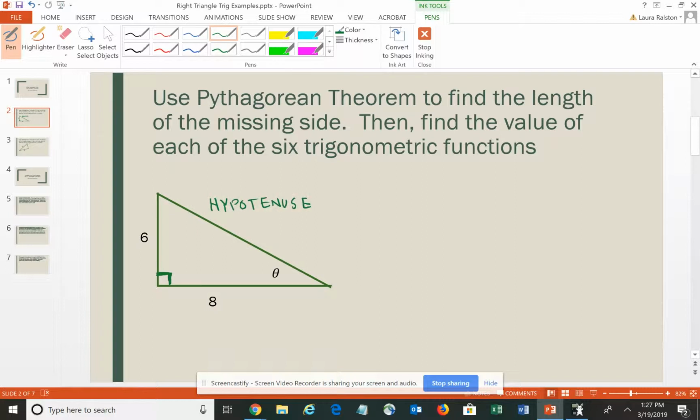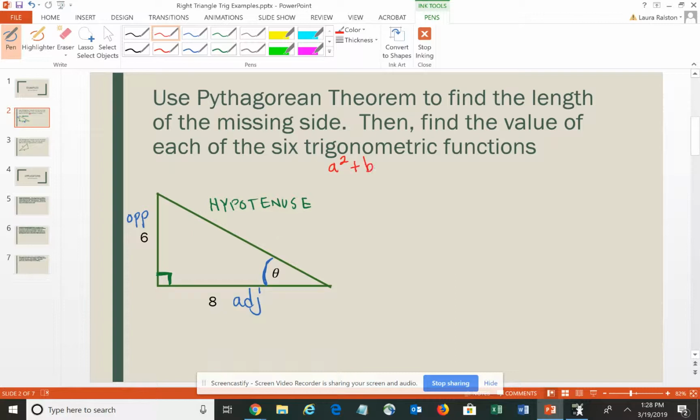The angle, which is my point of reference, theta, is in this bottom corner, if that's how you want to think about it. So the side that has a length of 6 is opposite that angle, and the side that has a length of 8 is adjacent to that angle. That may help me out a little bit later as I start setting up those relationships. But with those two legs, I need to first find the length of the hypotenuse using Pythagorean theorem.